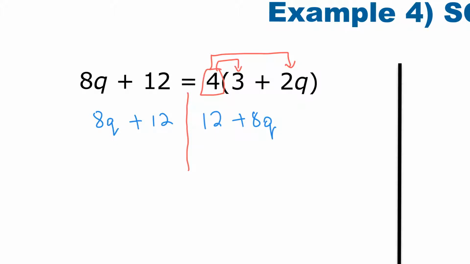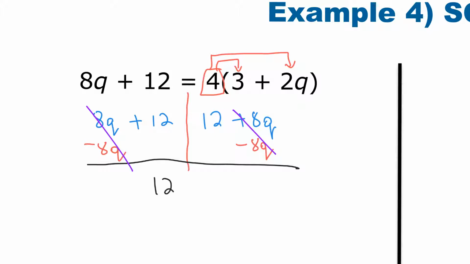Now I'm going to get the variables on the same side. So I'm going to subtract 8q and subtract 8q. Now notice what happens here. The 8q cancels right here, and the 8q minus 8q also cancels on the right side. So what we have left is a positive 12 on the left side, there's the equal sign, and a positive 12 on the right side.